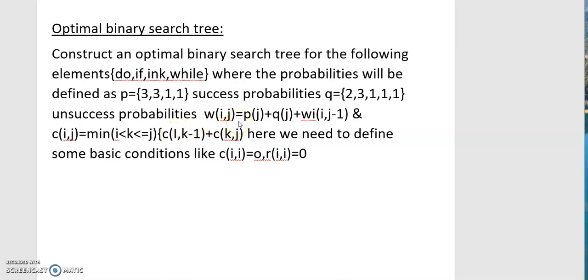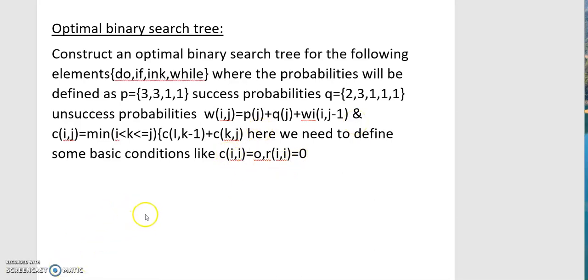W of i comma j is the weight: P of j plus Q of j plus W of i comma j minus 1. With the help of this formula we can find the weight. Then the cost can be found by the minimum over i less than k less than or equal to j of C of i comma k minus 1 plus C of k comma j. Here we need to define some basic conditions like C of i comma i equal to 0 and R of i comma i equal to 0.